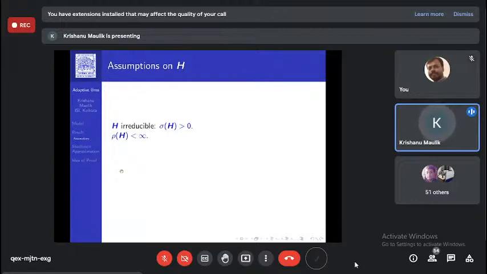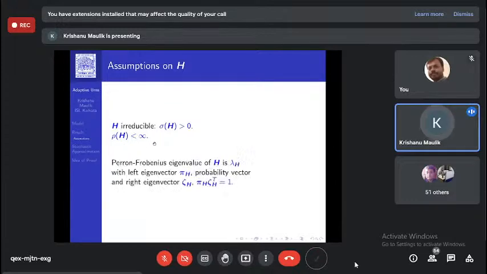What are the assumptions on H? H has to be irreducible, and that will give the minimum absolute row sum to be positive. The maximum absolute row sum is finite, that's obvious because it's only finite dimensional, but this becomes a crucial assumption when you do infinitely many colors.